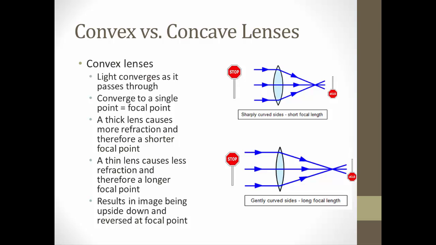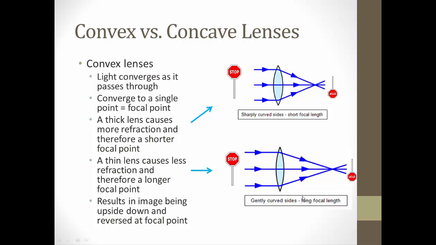The first one is convex lenses. Convex lenses converge light as it passes through that lens, and it converges it to a single point called a focal point. Now, a thick lens causes more refraction, and therefore you have a shorter focal point, and you can see that here. We have a thicker lens. It's going to make the light bend more, and therefore our focal point, that is how far it is from the lens, is closer or shorter. A thin lens here is going to bend the light less, so the focal point ends up being farther out, so you have a longer focal point.